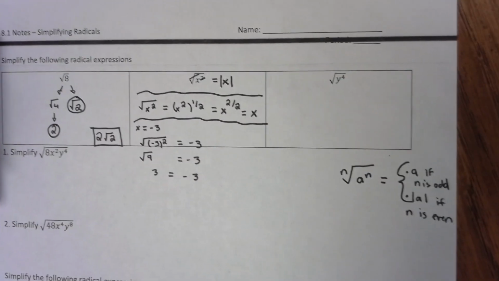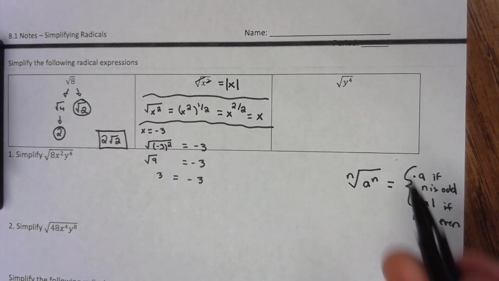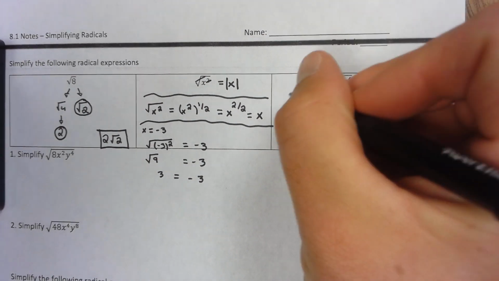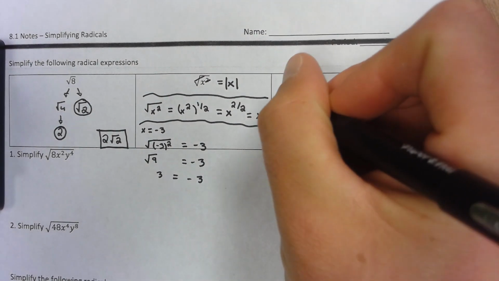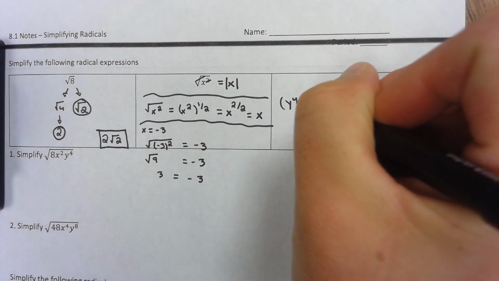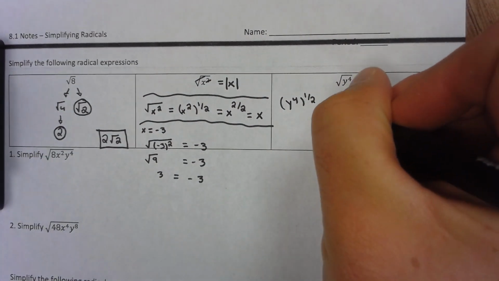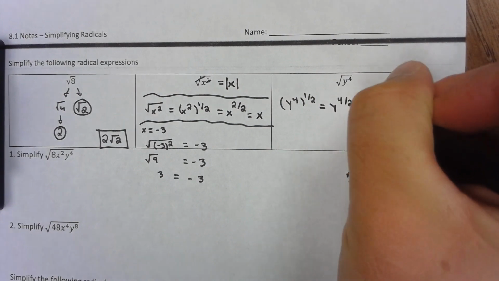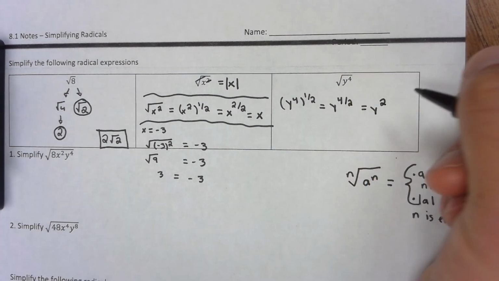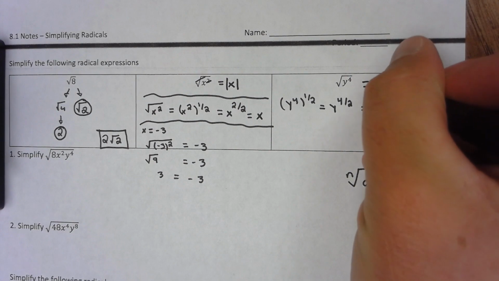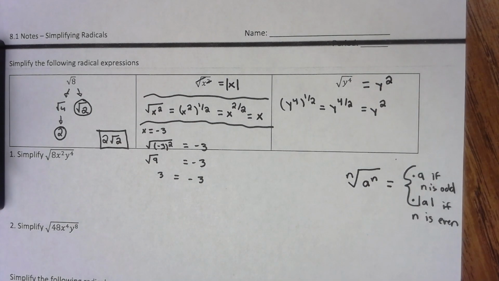So let's see how this applies to the square root of y to the fourth. Square root of y to the fourth. Again, one way to think about this is y to the fourth to the power of 1/2. Any exponent raised to another exponent is just those being multiplied. So that gives me y squared. So right now, we're saying the square root of y to the fourth is equal to y squared.